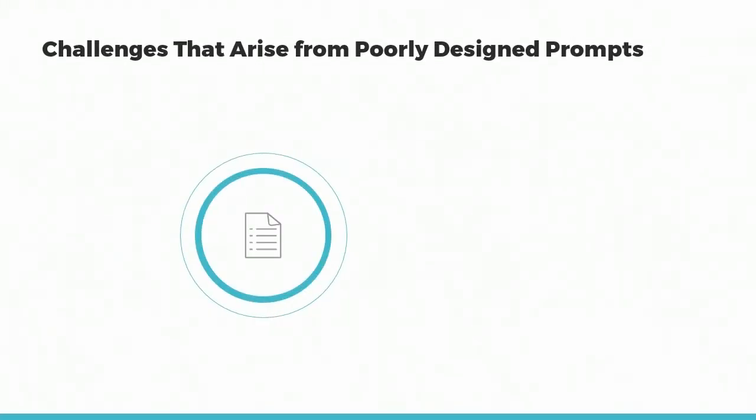Let's also take some time to highlight examples of challenges that can arise from using poorly designed prompts. Misunderstanding user intent. A vague or poorly designed prompt can make it difficult for ChatGPT to understand the user's intent, leading to irrelevant or inaccurate responses. For example, a prompt like "What's up?" can be interpreted in many ways, and ChatGPT may generate irrelevant responses that don't address the user's actual intent.